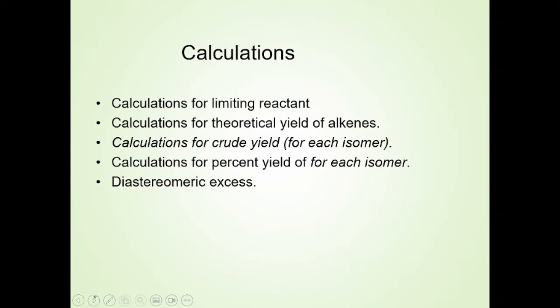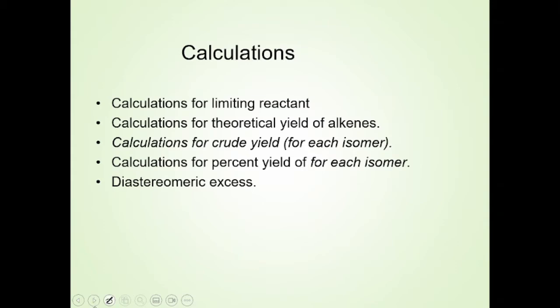And so you'll need to calculate what portion of that is each isomer, and then calculate a percent yield for each isomer, and then also diastereomeric excess. And we'll go over each of those calculations as well. In fact, you need to do these before you leave today. You'll need to do those and then submit them.